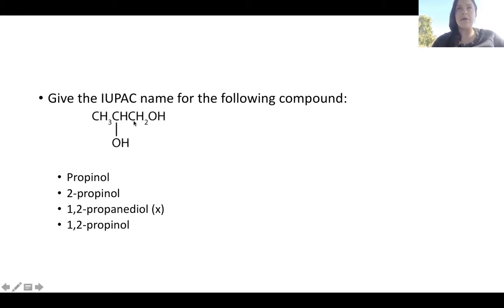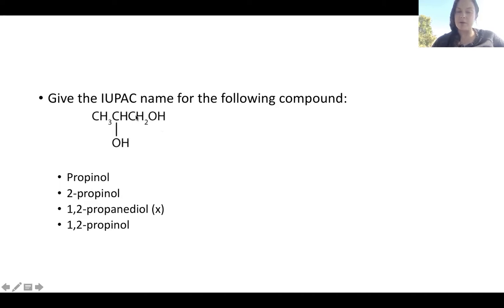So here's an alcohol, and an alcohol here, and there's 1, 2, 3 carbons. So we know that this is going to be a prop. And so we have prop in all these names, but we also have a second alcohol group here in the middle. And so we need to tell our audience where that is. And so we have the alcohol on carbon 1 and then alcohol on carbon 2. So the correct name for this one is 1, 2.